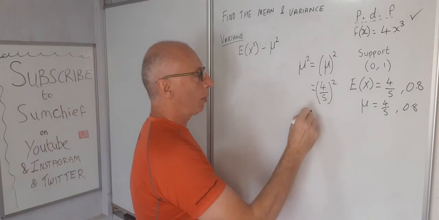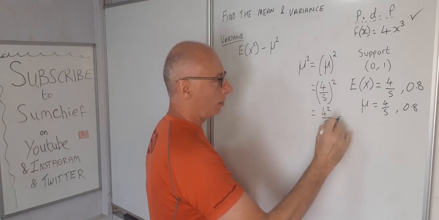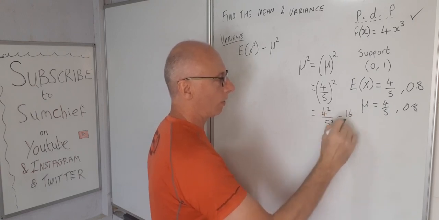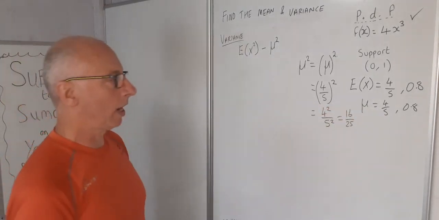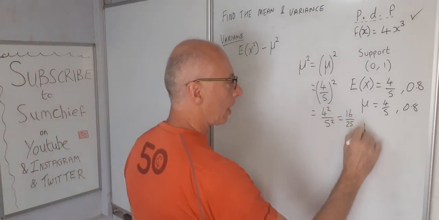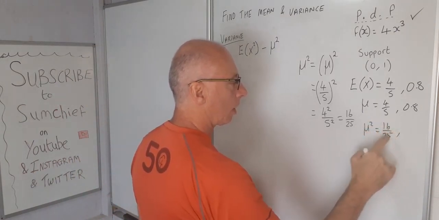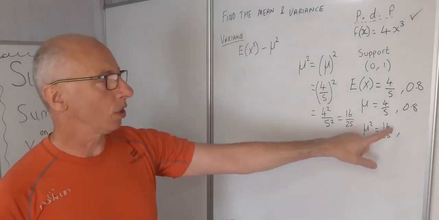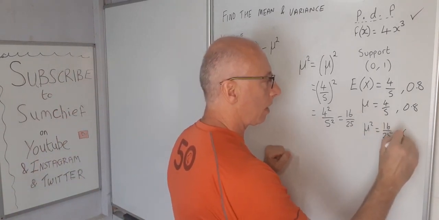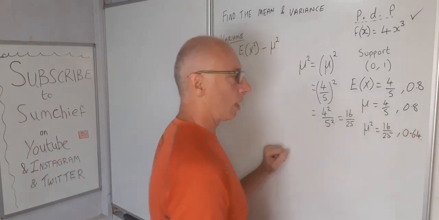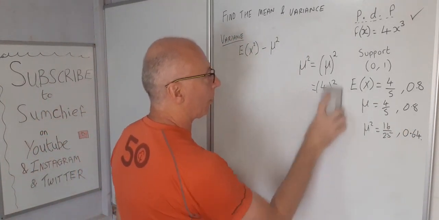So now we can square the top and the bottom. So then that simply becomes 16/25. We can write that as a decimal as well if we prefer. So 16/25 as a fraction, just multiply the top by 4 and then move the decimal place two places. So that's 0.64. So that's our mean squared. So that takes care of that calculation.